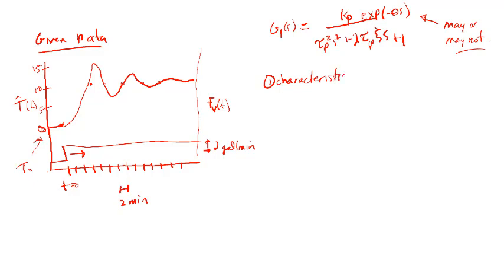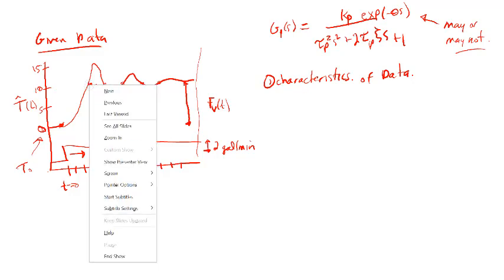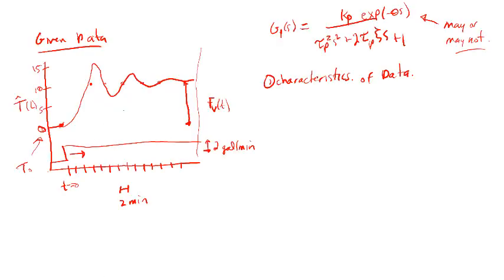We need to know what are, and these are essentially the characteristics of the data, not the characteristics of an ideal model or the characteristics of the transfer function. So one thing that we could do, we're going to do the characteristics of the data. So the first thing is we have what I called R, and R is going to be the time that it takes to cross the new steady state value. So if we draw a line down here, it's going to be somewhere right here. So this right here is going to be R.